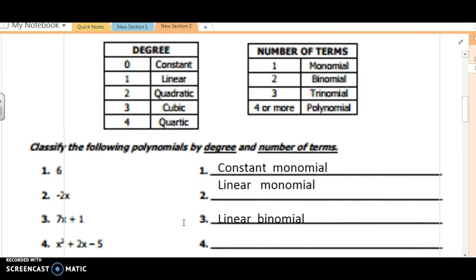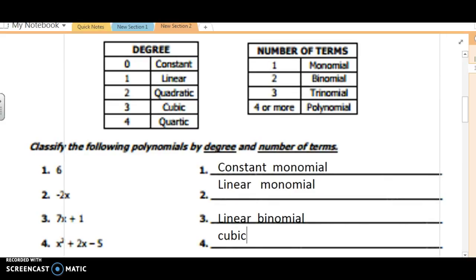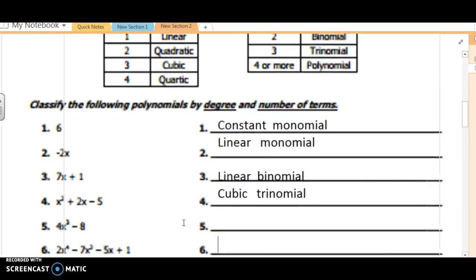We'll do one more. 4 is x cubed plus 2x minus 5. The highest degree, or the term with the highest degree, is x cubed. And if we look at our chart, we're going to call it a cubic. How many terms do we have? I see 3. x cubed plus 2x and minus 5. So since there's 3 terms, we're going to call it a trinomial. So x cubed plus 2x minus 5 is a cubic trinomial.